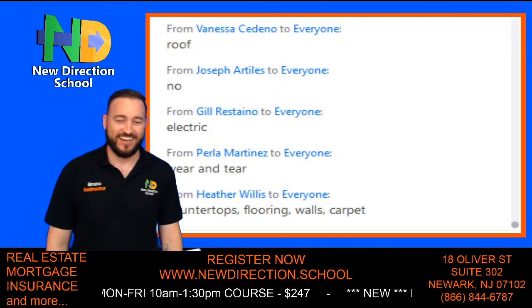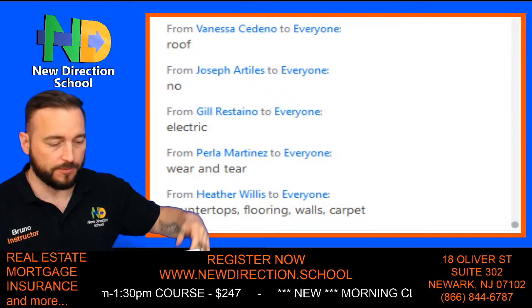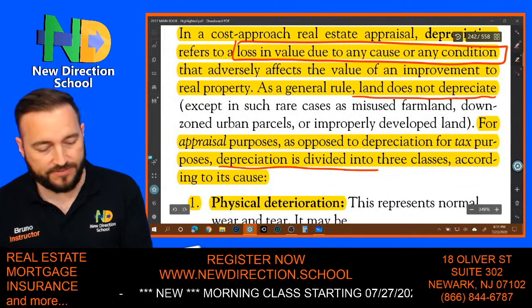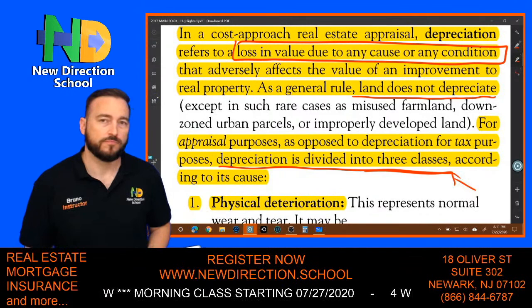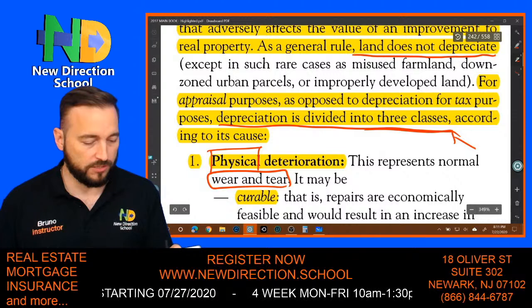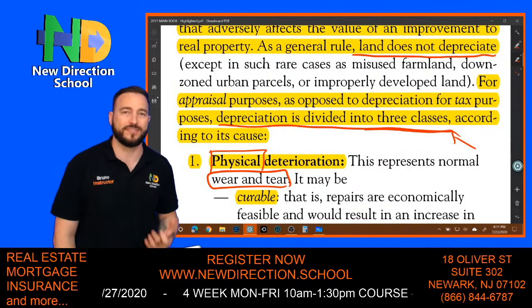So land does not depreciate because land is just there. There's no improvements to it. Now, for appraisal purposes, as opposed to tax purposes, depreciation is divided into three classes. We have physical deterioration. Now, what is physical deterioration? We just talked about wear and tear, physical. So when you look at the question in the state exam, look for damages. Wear and tear, look for damages.